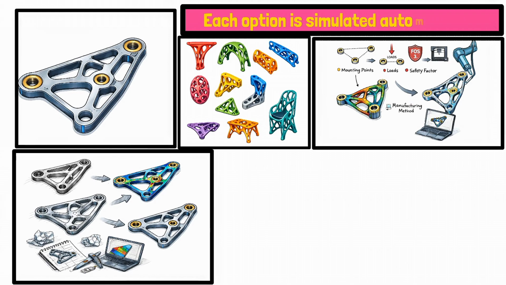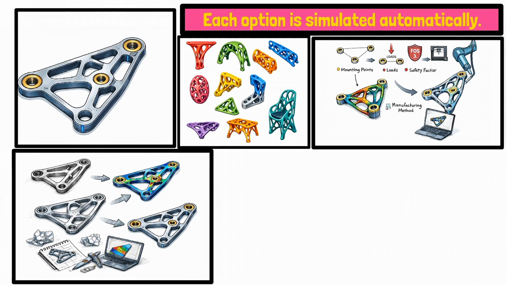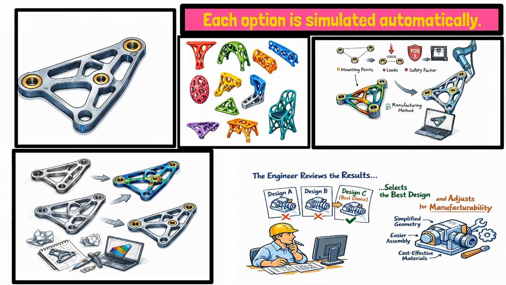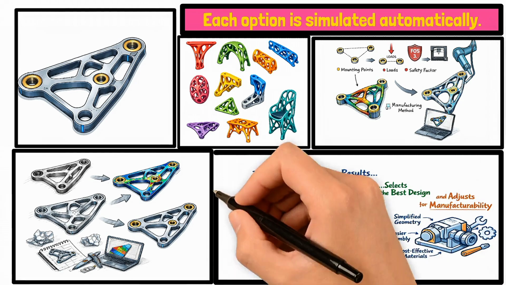Each option is simulated automatically. The engineer reviews the results, selects the best-performing design, and adjusts it for manufacturability. The algorithm didn't design the part. It explored the design space faster than any human could.